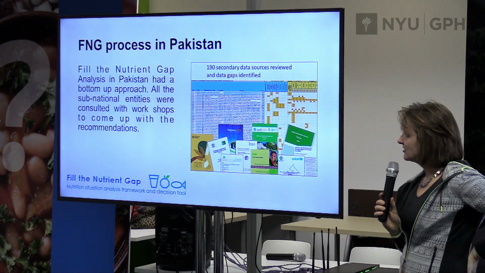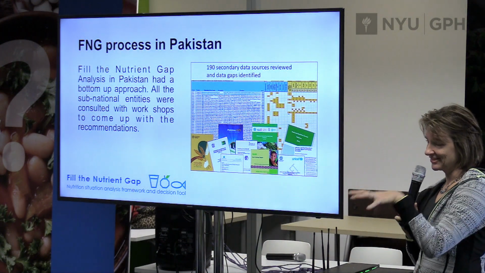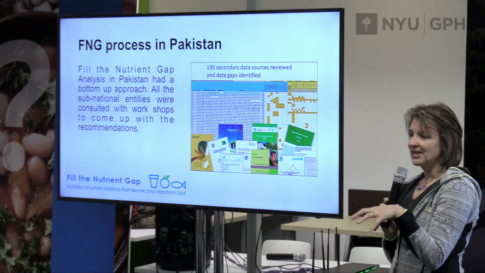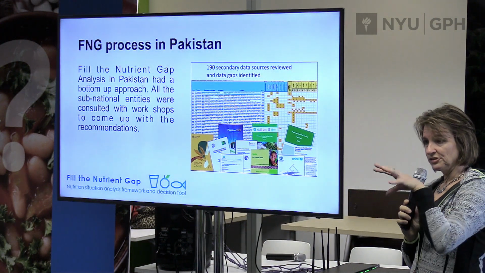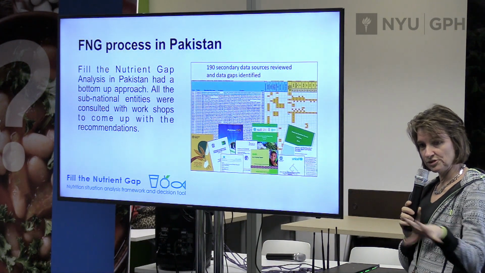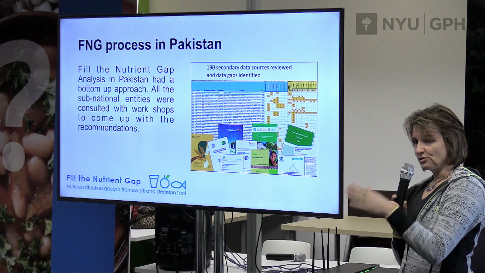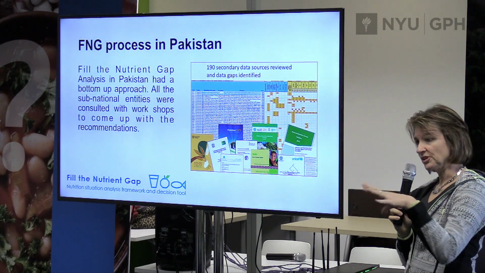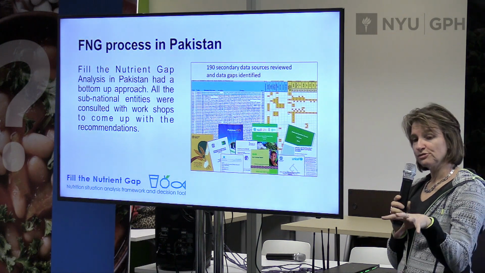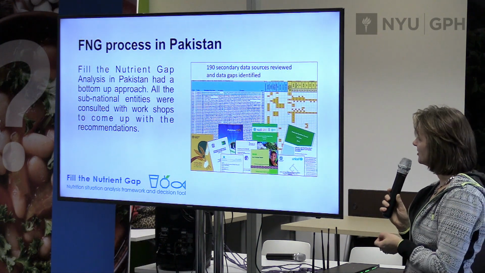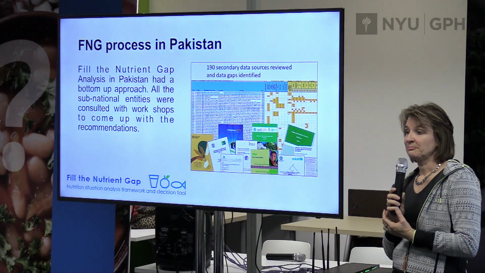So the process in Pakistan had a bottom-up approach. It started with contacting the SUN focal point. And Pakistan is very decentralized. So every province has its own governance, its own decision making, its own budgets, and at federal level, they try and support the provinces, but the provinces take the decisions. So at those levels, we asked for information, we did cost of diet analysis, and in the end, we ended up with 190 secondary sources of information.